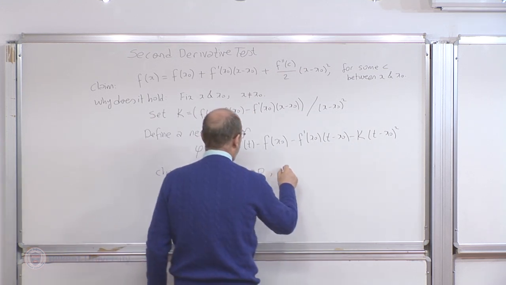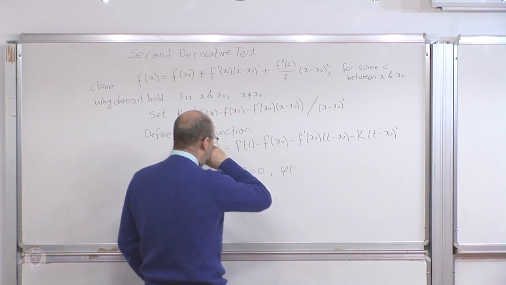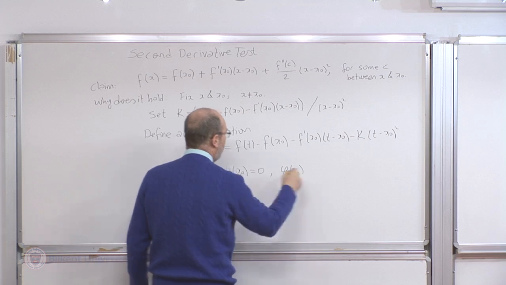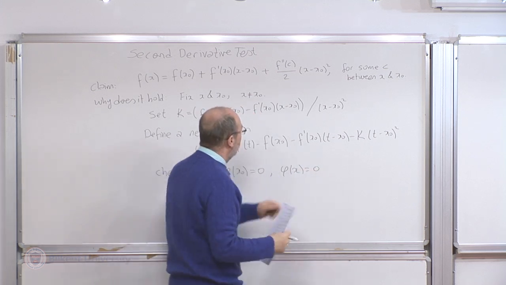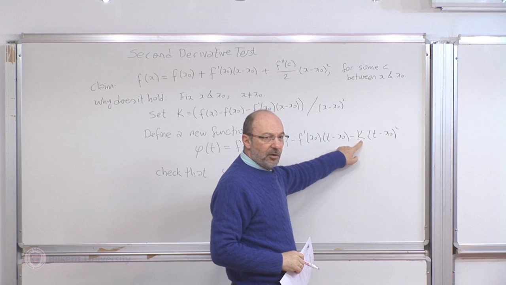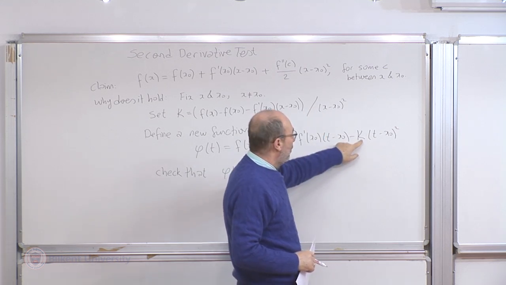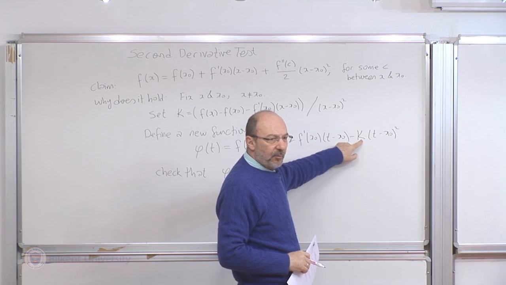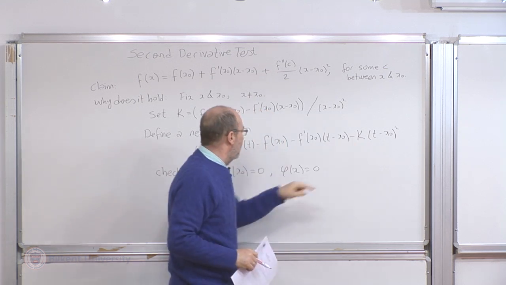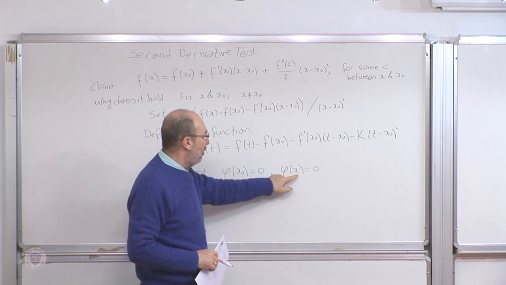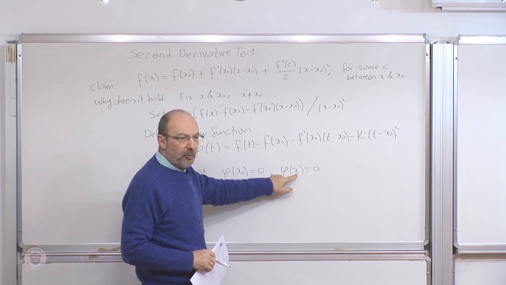Also, check that if I put x for t, this is 0. That's precisely why I chose k like this. The whole trick here is to put an arbitrary constant here, and whatever that constant is, when you put t equals x sub 0, you get 0. Now, choose that constant so that this is also 0 when you put t equals x.